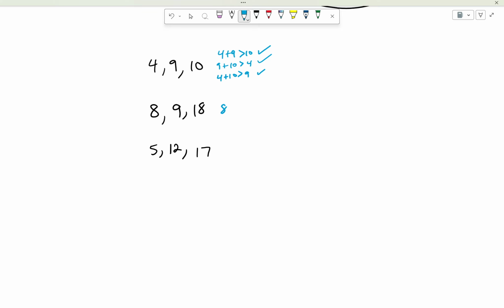Now take the next one. If I do 8 plus 9, is that going to be greater than 18? That is not. So that is false. And now we don't even have to check any of the other values. Because even if 9 plus 18 is greater than 8, which it is, because one of the values didn't work, it's automatically going to be false. And then here we go: 5 plus 12 greater than 17. Well, it's equal. So this one is also going to be false and not a possible triangle. Okay. This is our only possible dimensions for a triangle.